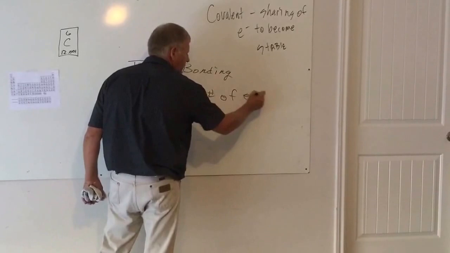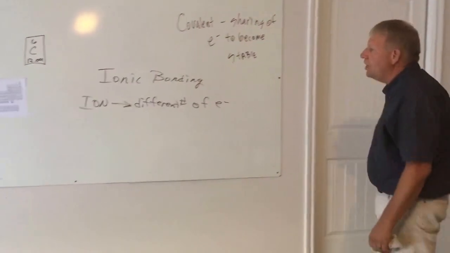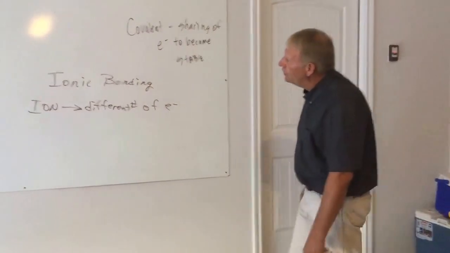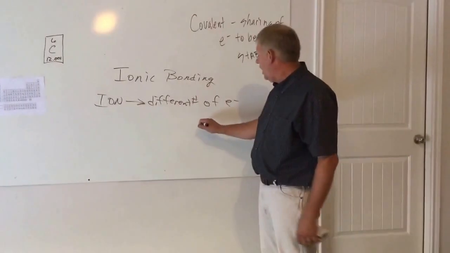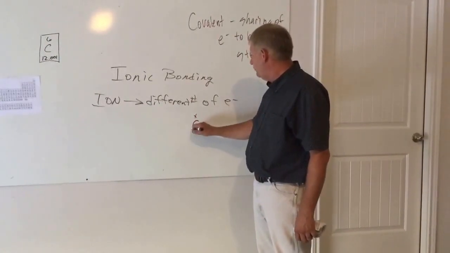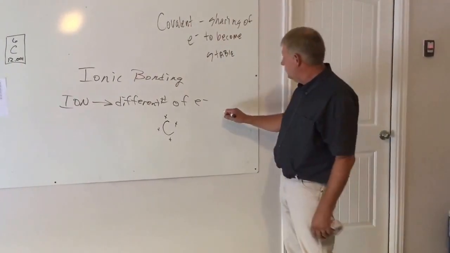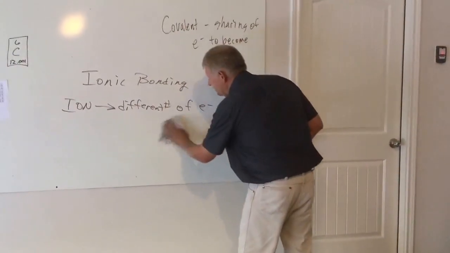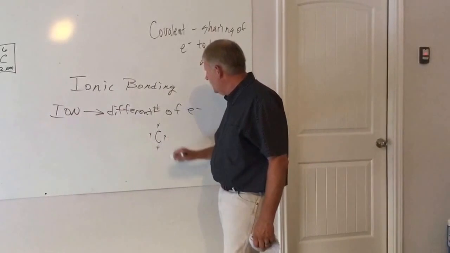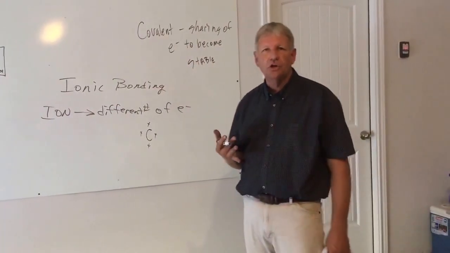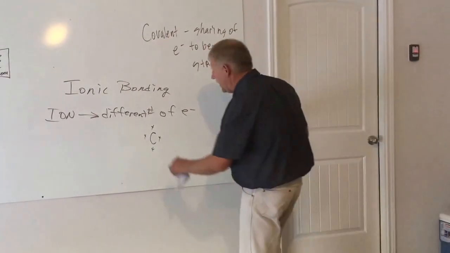number of electrons. Okay, so let's just use carbon, since we know that it has four valence electrons. Let's just use carbon for a little bit. Okay, carbon has four valence electrons: 1, 2, 3, 4. So every electron has a negative charge. So if carbon is missing an electron, okay, all right.